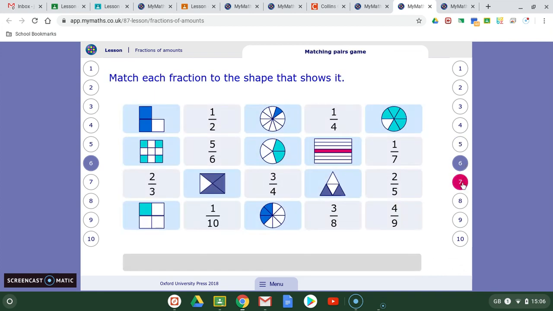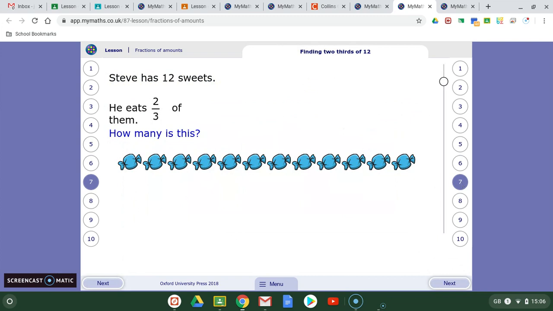Now let's have a look at these questions here. So Steve has 12 sweets. He eats 2/3 of them. How many is this? Now, 2/3 of the sweets means you've got to find 1/3 first and then times that by 2. So let's think about how many sweets we have. We've got 12. So we've got to find 1/3 of 12, which is the same as doing 12 divided by 3. 12 divided by 3 is 4, so that means 1/3 is 4. We need 2 of them, so 2 times 4 is 8.